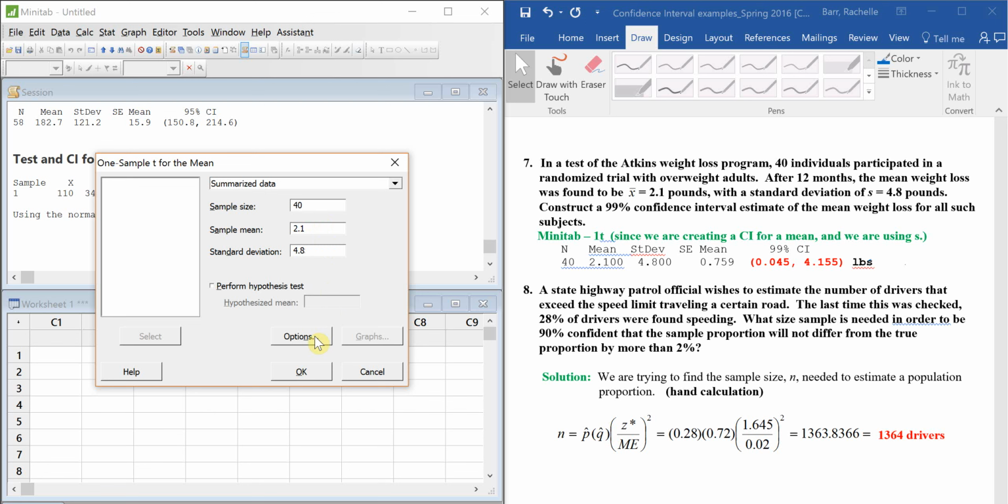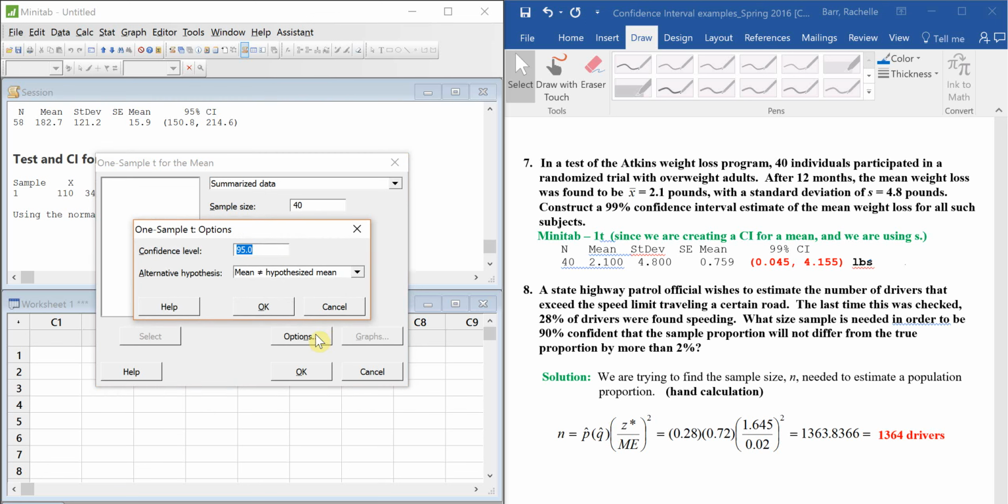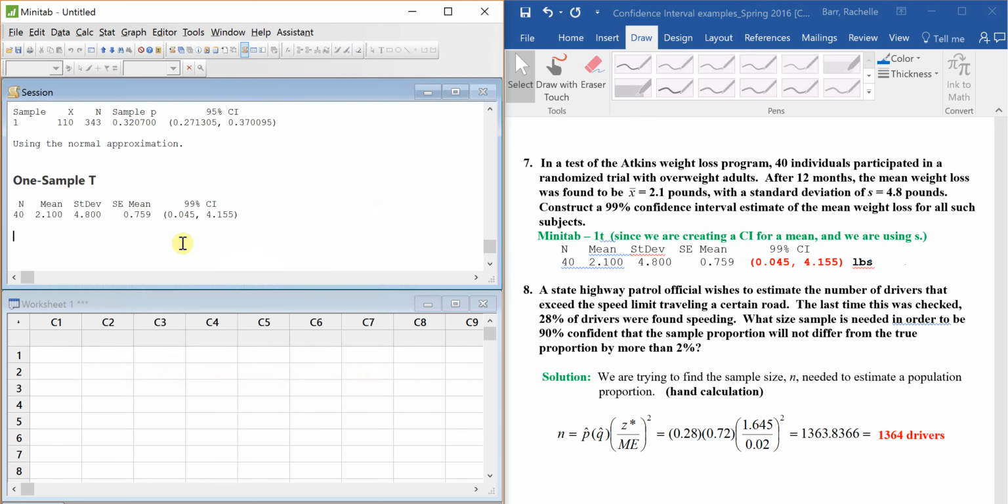Let's see. Sample size 40. Mean correct. Standard deviation correct. And then let's hit Options. 95%? Nope, we want a 99%. No, let's be confident about this. Let's hit OK and OK.